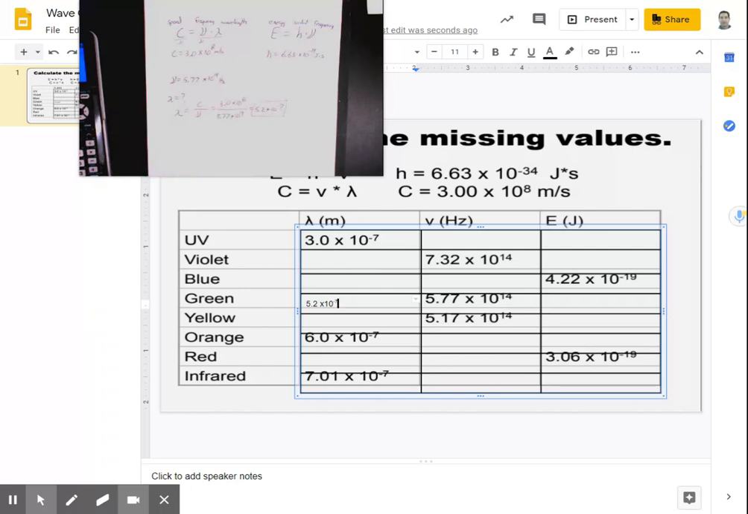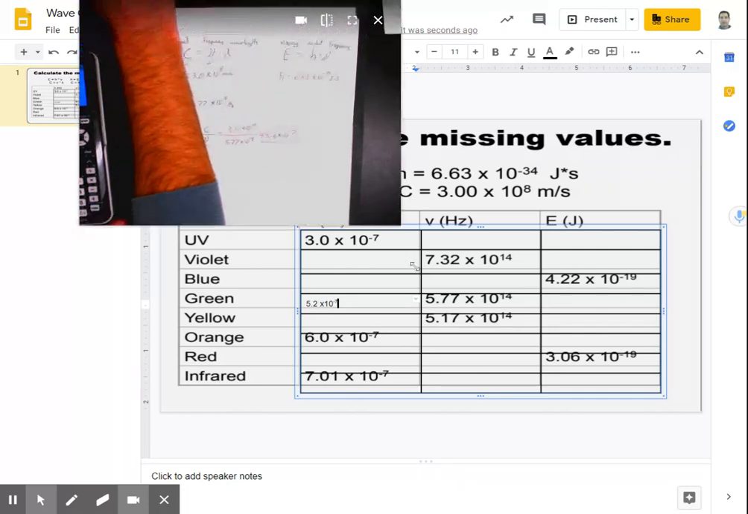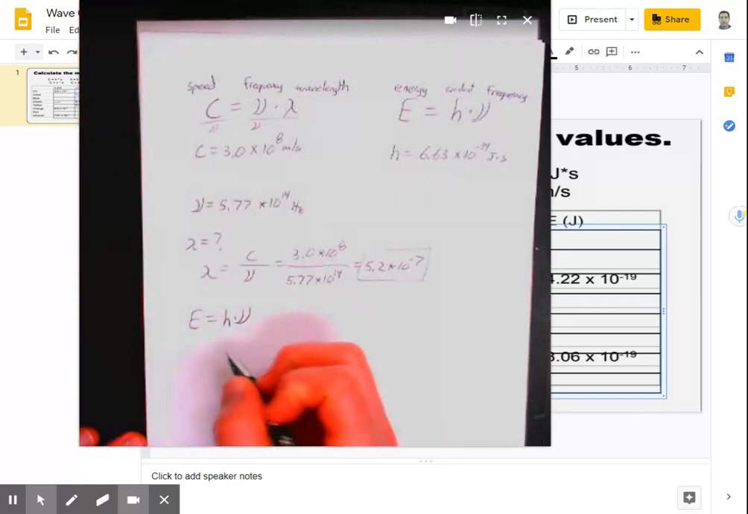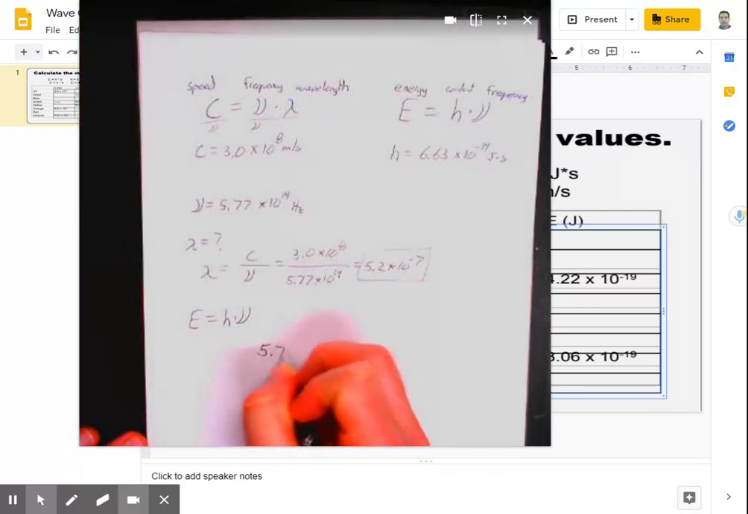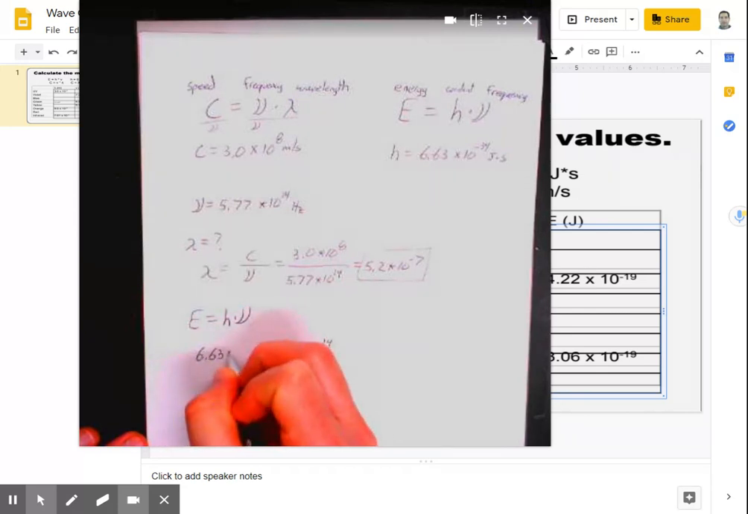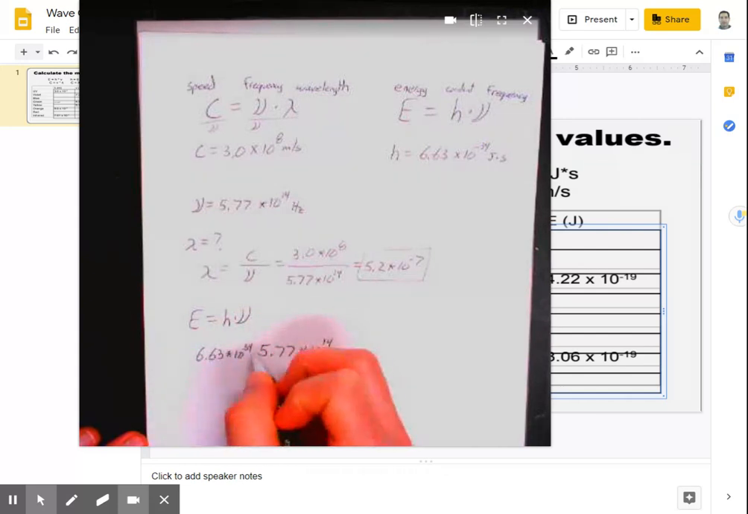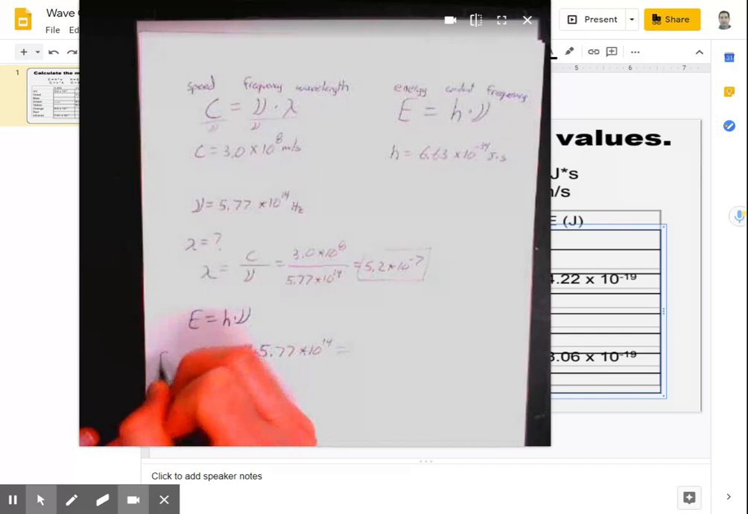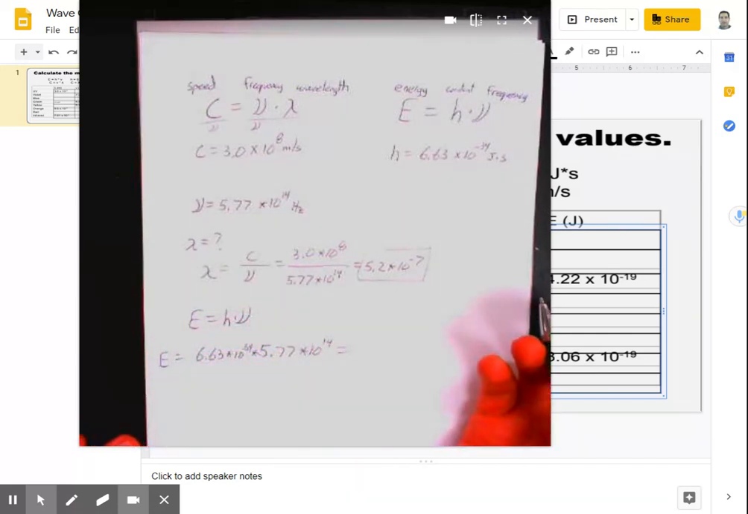Now, when you go to use the other equation, E equals H times nu, that says I just need to take the frequency and multiply by the constant H, and it will tell me the energy. So if we do that, and we find our starting number that we had, 5.77 times 10 to the 14th, we're just going to multiply it by H, which is always this guy. And that will give us our answer for energy in joules. It's going to be a really small number because we're talking about the energy of one individual photon of light. So it's going to be small.